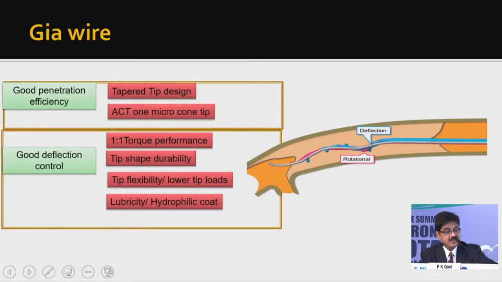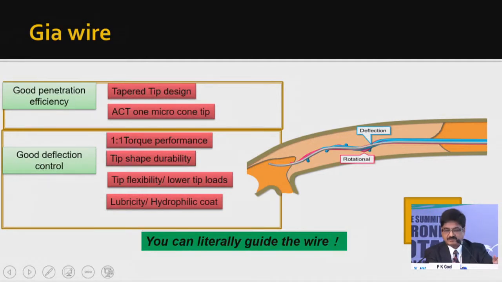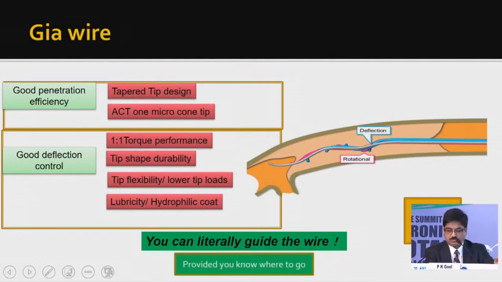In a straighter segment it is okay, but if there's a bend, it will stay intraplaque only in non-bendy arterial segments, provided you keep it there. Gaia wire is one wire which has good penetration efficiency because of its tapered tip, and it has good deflection control. So you can deflect it because it has 1:1 torque control, the tip shape maintains itself, and with deflection and rotation, as you see here, and biplane imaging if you have, you can really direct it where you want it to go, and you can literally guide the wire, provided you know where you want to go. That is most important. You have to know the anatomy.